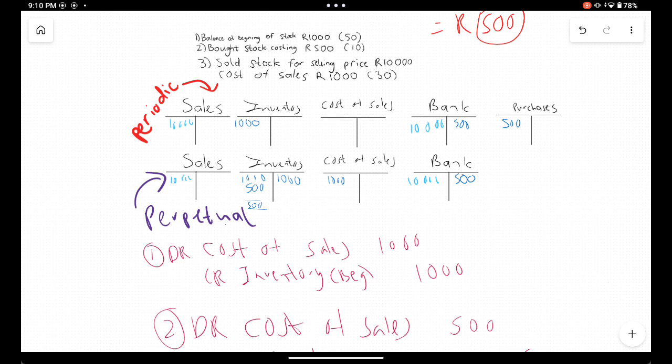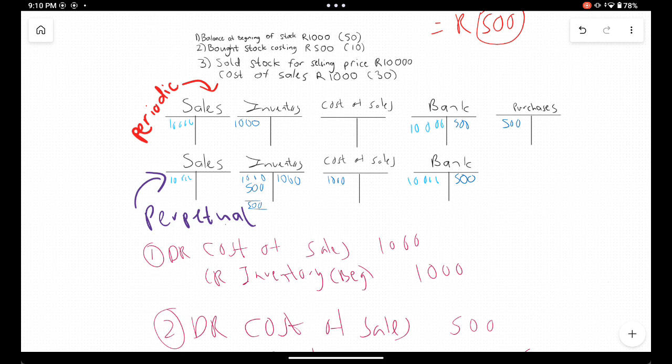Okay, done. Now let's do this transaction. Debit cost of sales 1,000 rand. All of this is us working on the periodic, because the perpetual is done. In periodic we do the cost of sales at the end of the month. So debit cost of sales 1,000. You see our cost of sales account here is nothing. That is why we do these three cost of sales transactions, to put a figure in the cost of sales account.